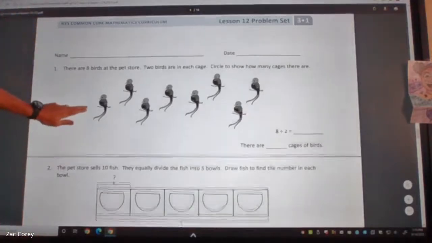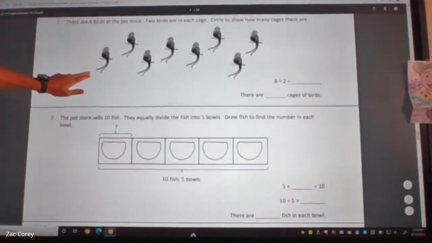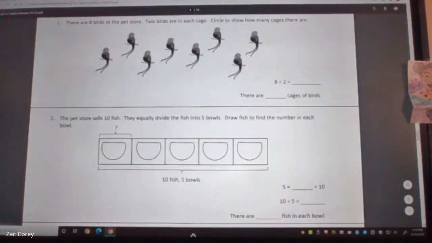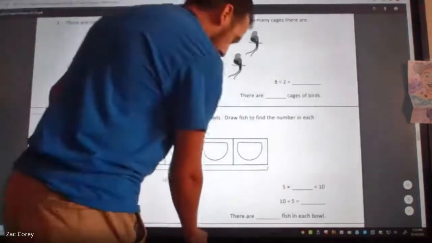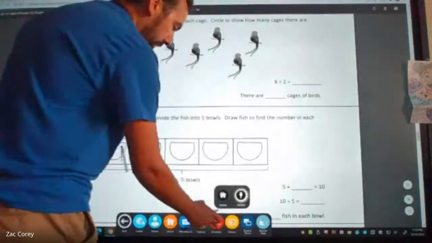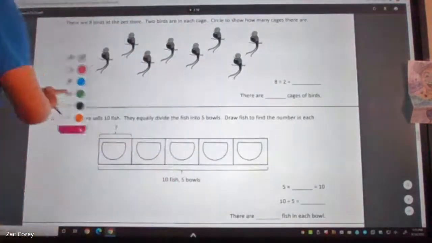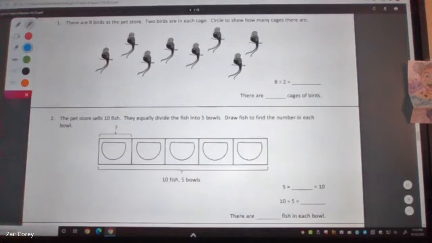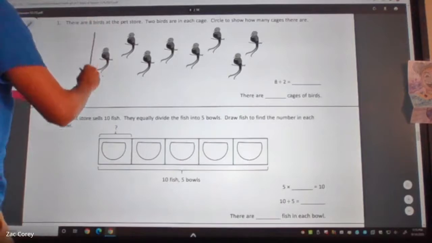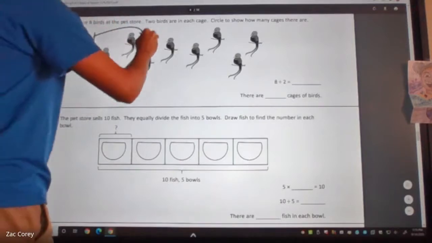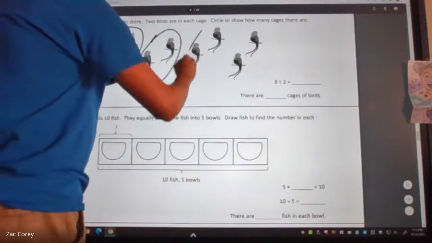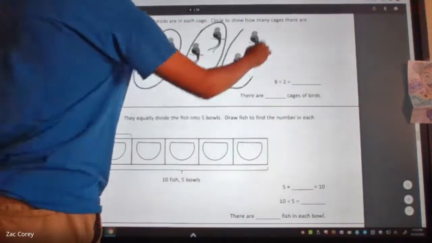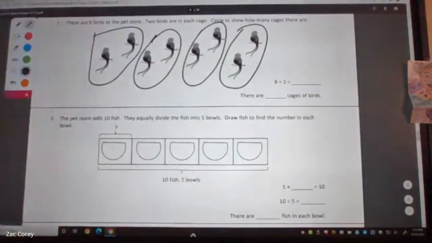All right, so number 1, there are 8 birds at the pet store. 2 birds are in each cage. Circle to show how many cages there are. Well, let's do that together. All right, so they said there are 2 birds in each cage. So let's put 2 birds in a cage. All right, so I'm just going to say that's a cage. So 1, 2, 3, 4. All right, so if we put 2 birds in each cage, that means we drew 4 cages.